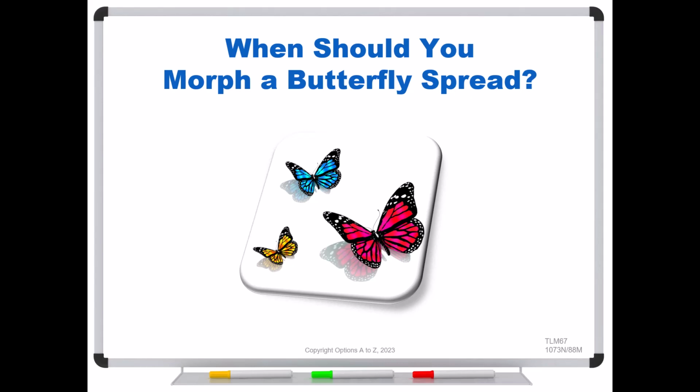But the main point that I wanted to share is that whether we're talking about butterfly spreads or condors, traders almost always morph at the wrong times for the wrong reasons. So, when should you morph a butterfly spread? Well, let's go find out.